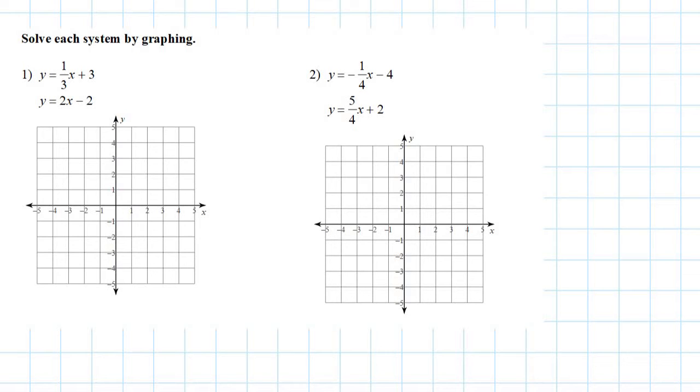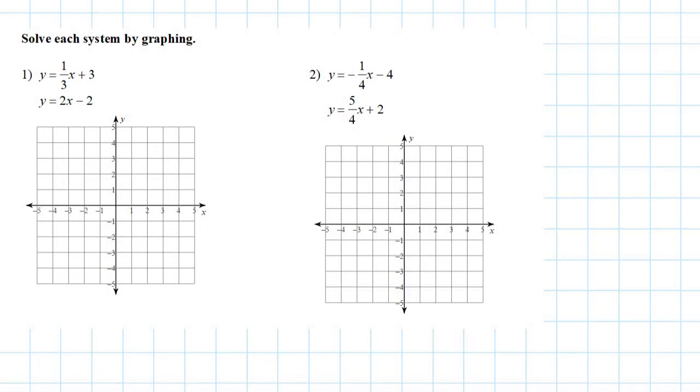Here are a couple more examples of solving systems by graphing. Remember that when you solve a system of equations, what you're looking for is the coordinate pair that the lines share. So graphing is a way to actually solve it visually because you can literally see where the two places intersect.